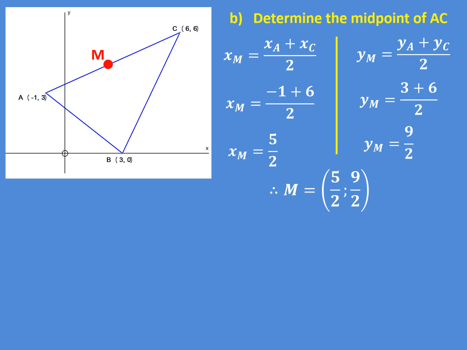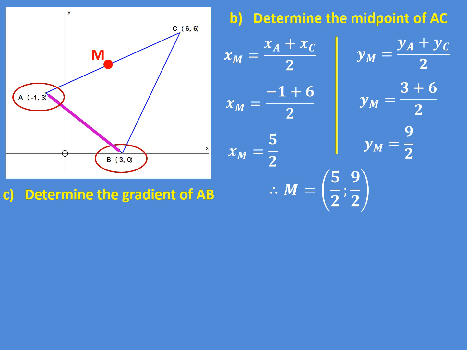And don't be tempted to go to decimals. Common fractions are much easier to work with. Next question is to determine the gradient of AB. So I've got coordinate A and coordinate B.